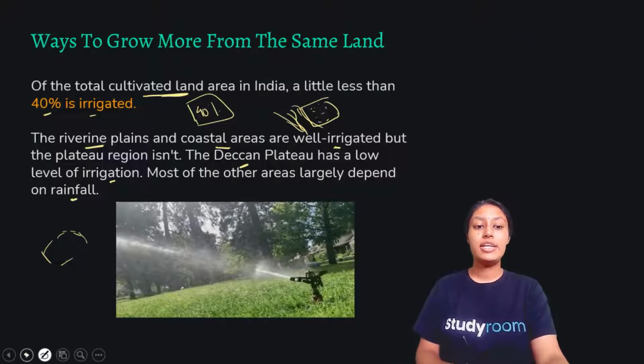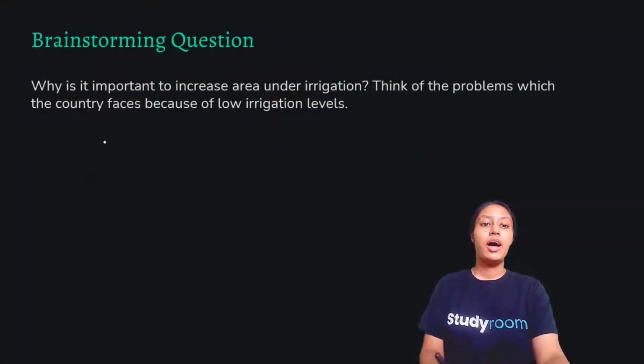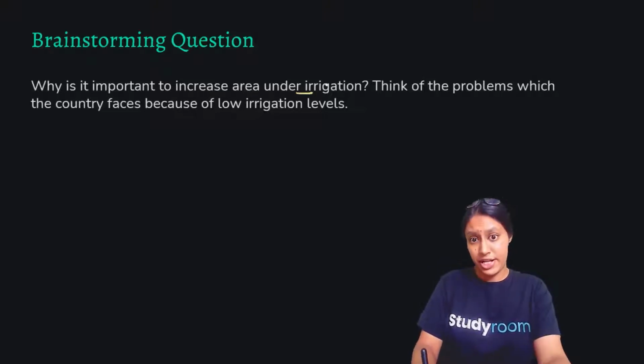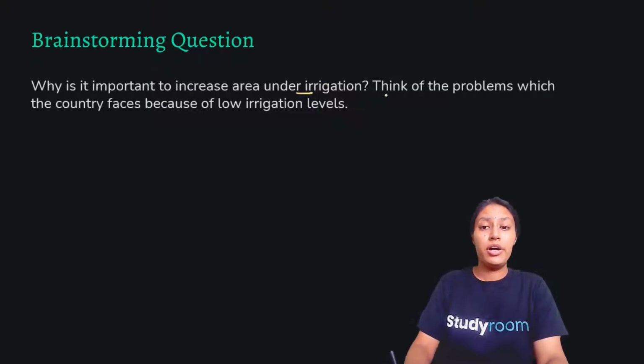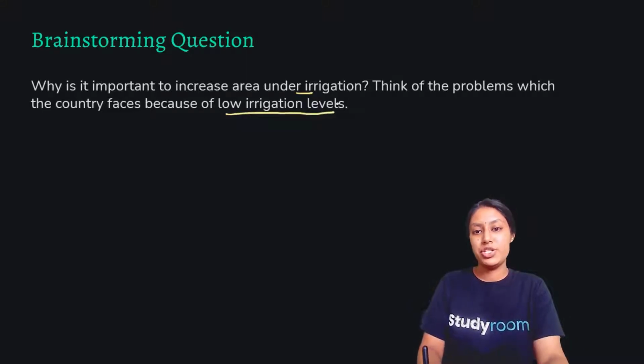That is why irrigation is very important. Now I have a fun brainstorming question for you. Why is it important to increase the area under irrigation? Think of the problems which the country faces because of a low irrigation level.